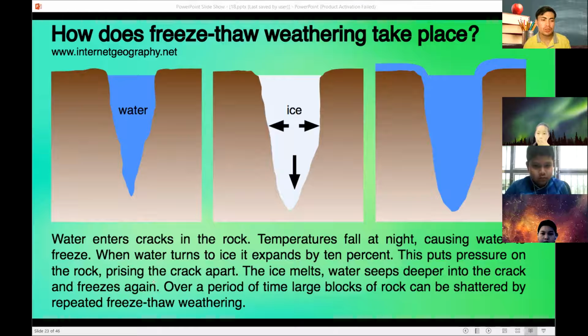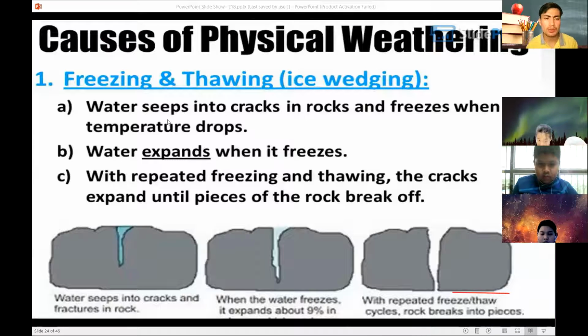This puts pressure on the rock, pressing the rock or the crack apart. The ice melts, the water seeps deeper, so it will go deeper, deeper, deeper. And over a period of time, large blocks of rock can be shattered. That's the word here, shattered. The rocks can be shattered by repeated freeze-thaw weathering. So that is another explanation of freezing and melting. These are the causes of physical weathering, freezing and thawing, the one you can see here in the picture.